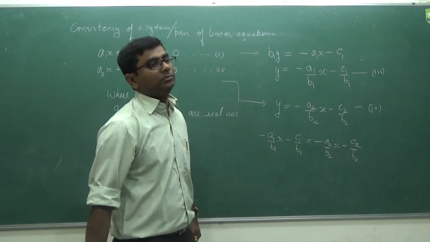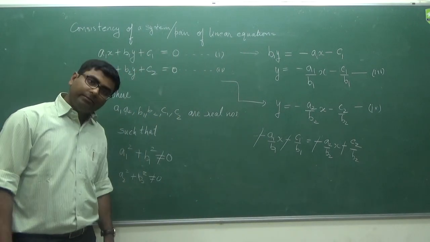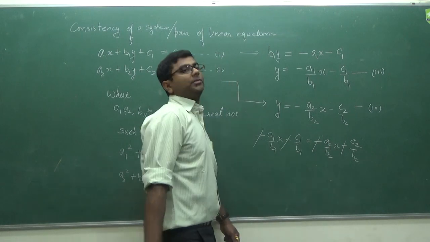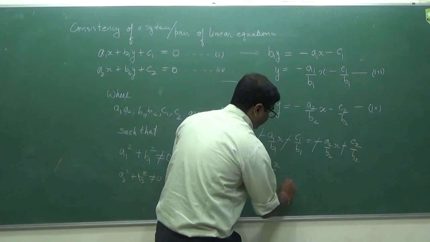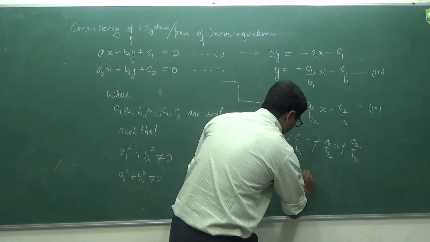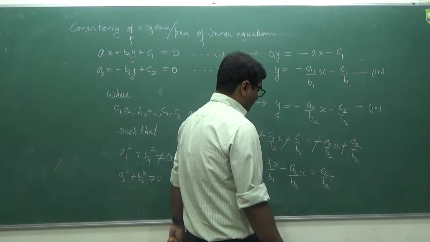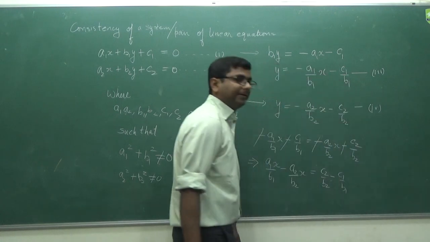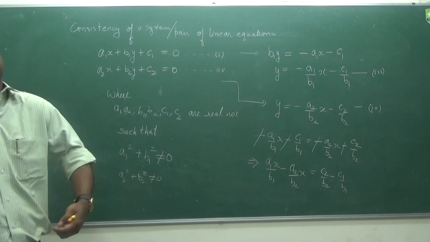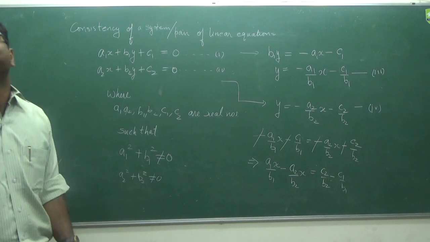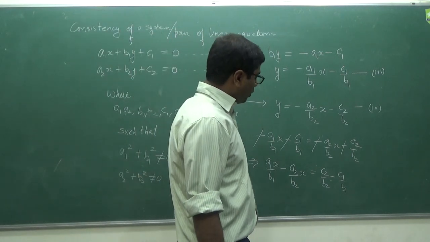Multiply the entire equation by minus 1. What will happen? The minus signs get cancelled and become positive. Now let's rearrange the x terms together and the constants together. So a1 by b1 x minus a2 by b2 x is equal to c2 by b2 minus c1 by b1. Am I right? Would it have made a difference if you had cancelled the negative signs before? No. Just for comfort, I love positivity, so as many positive signs as possible.